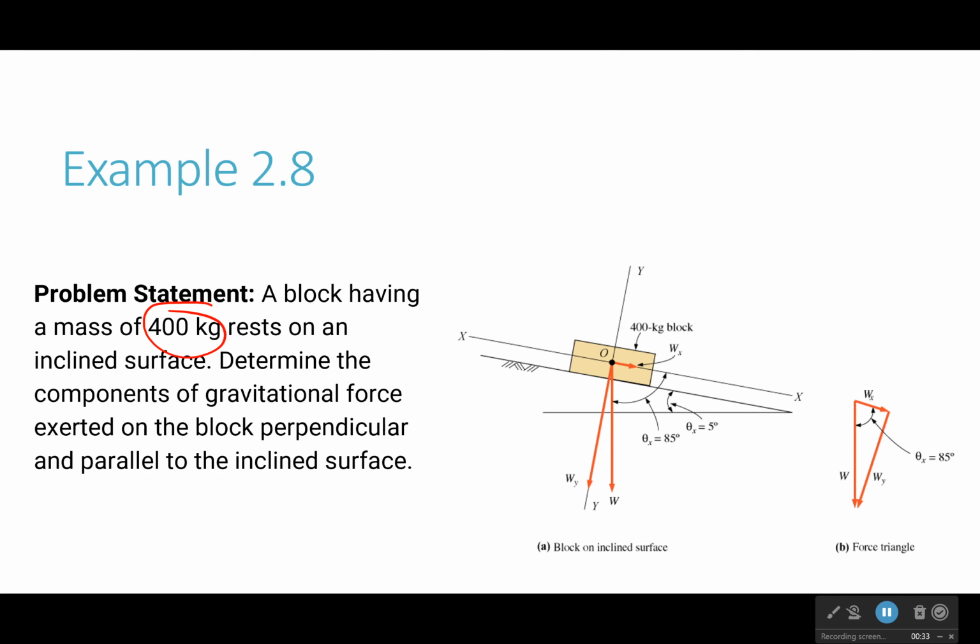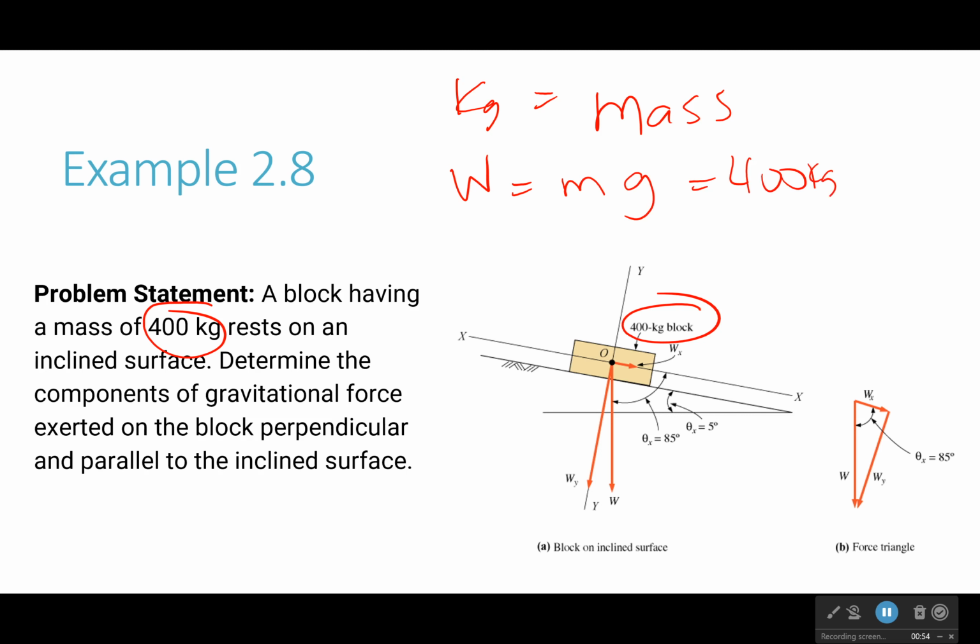So the biggest thing you need to know right now is, first off, 400 kilograms, that is mass, not weight. Kilograms equals mass. We want weight. If we want weight, we've got to multiply it by 9.81. So weight is equal to mass times gravity, which would be equal to 400 kilograms times 9.81. Your book says 9.8 and they're terribly wrong. Keep it to 3 sig figs.